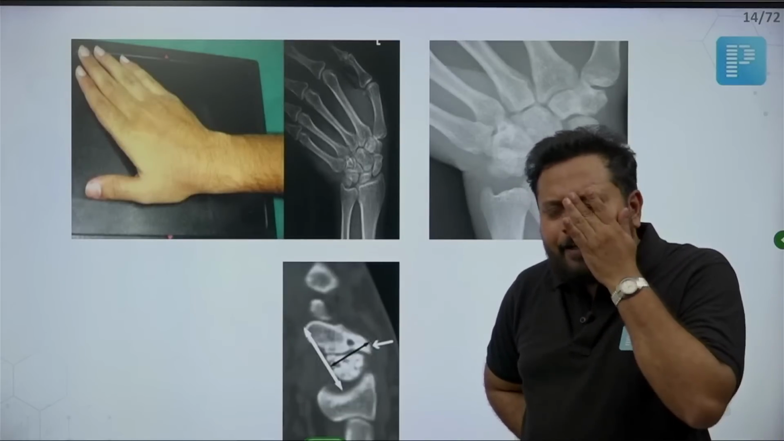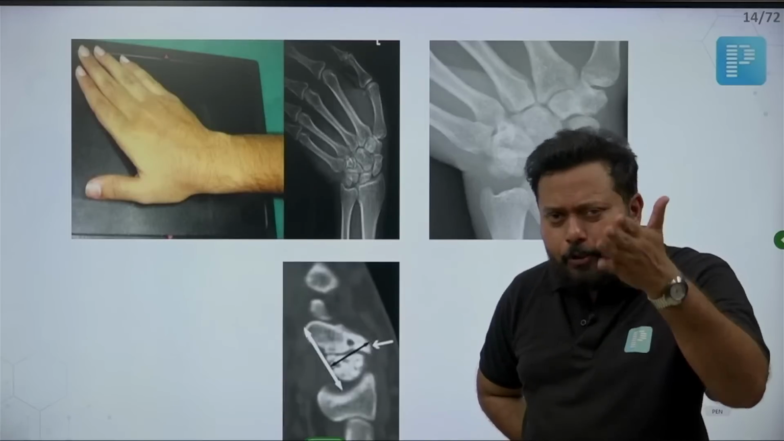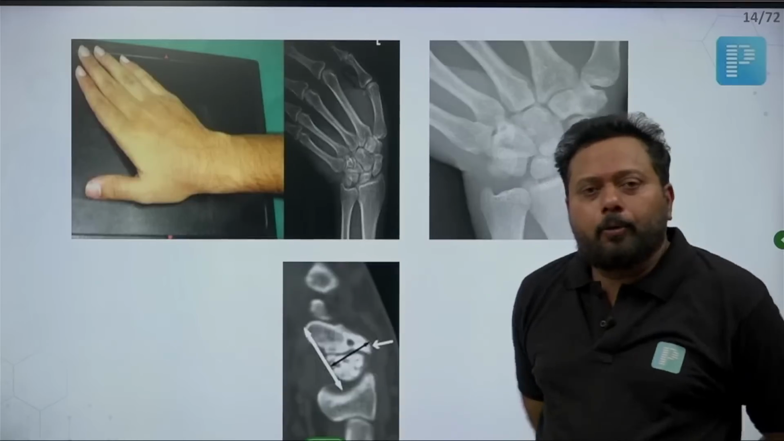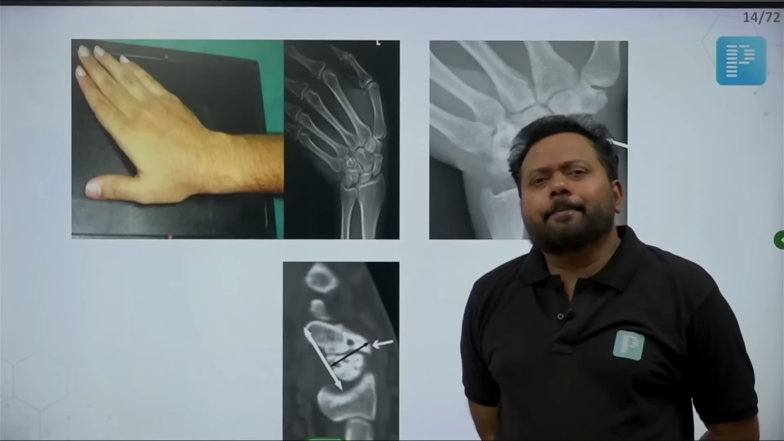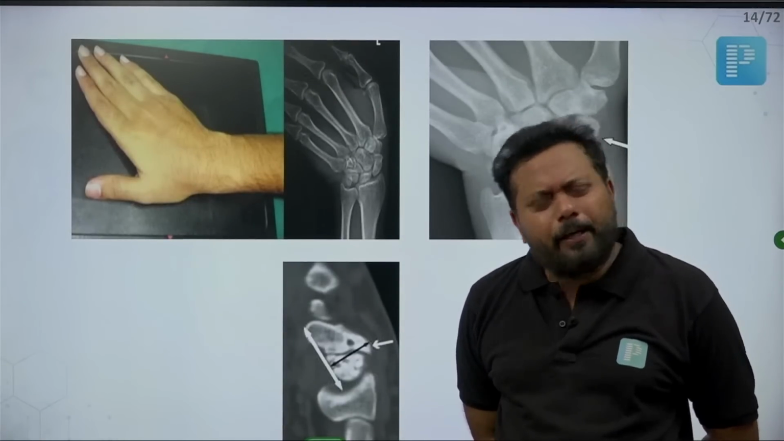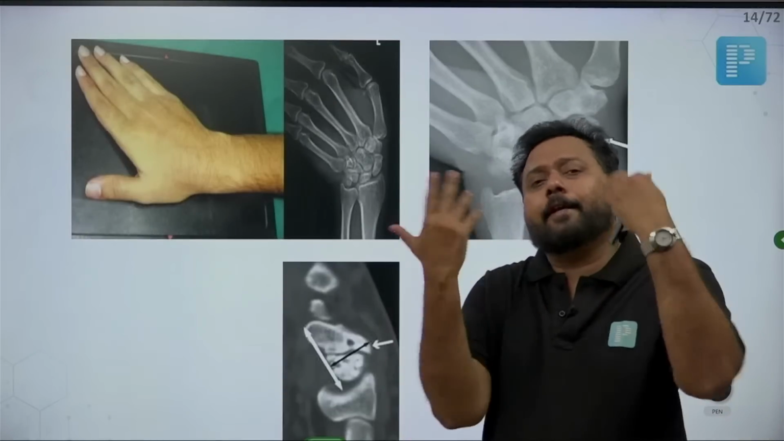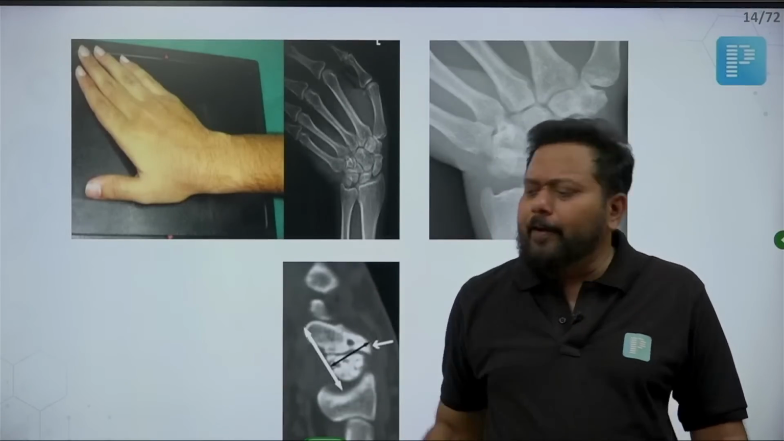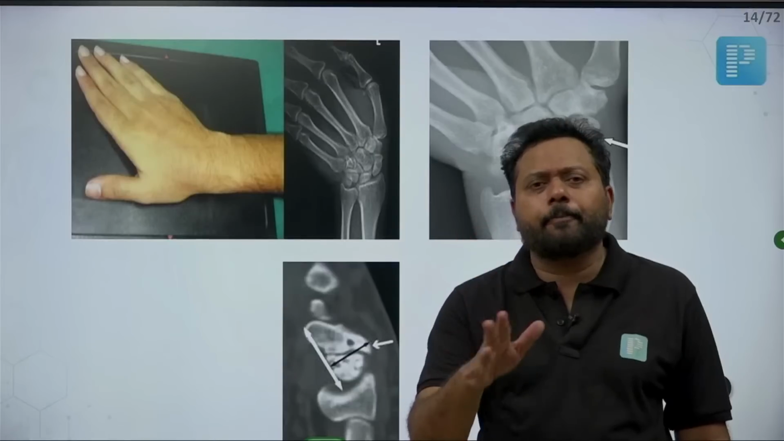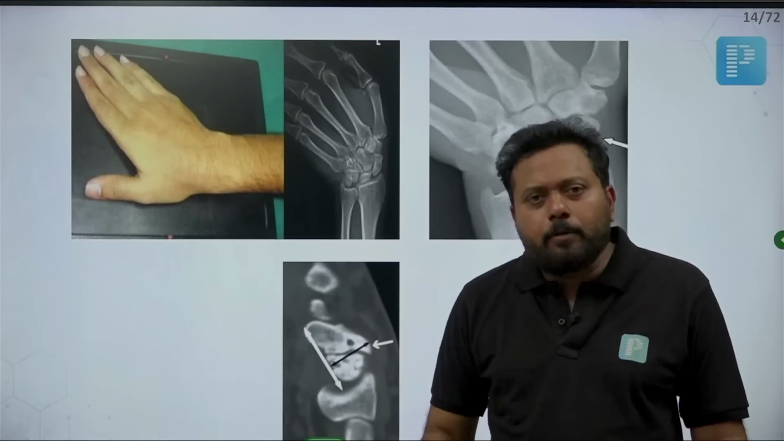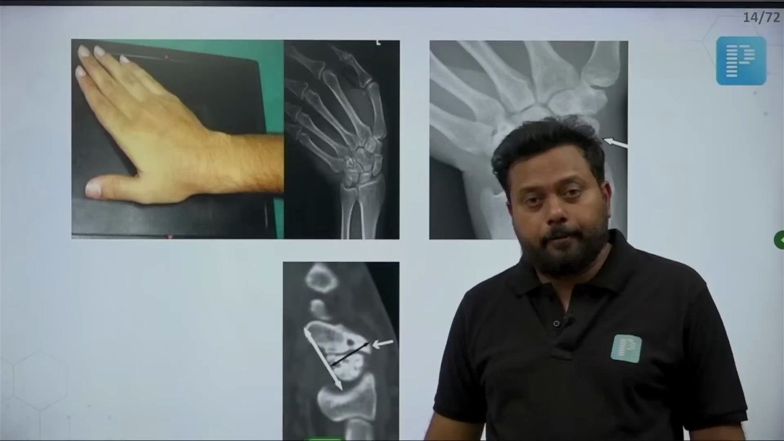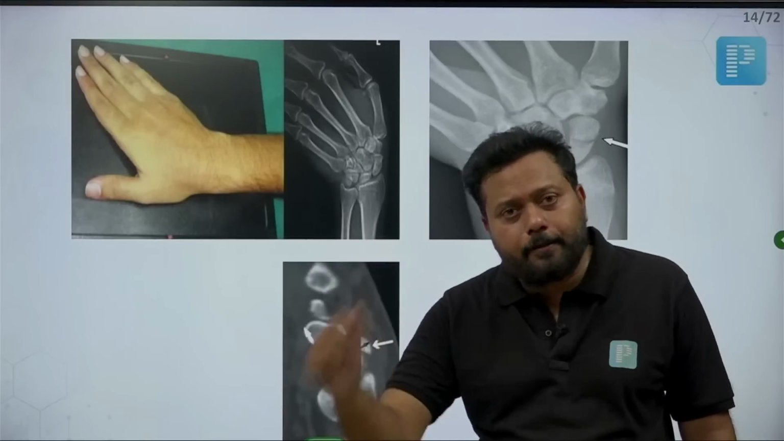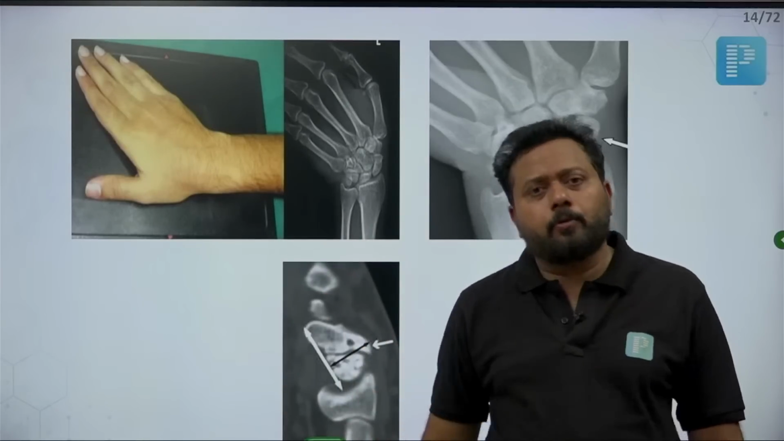Probably in UG they would have taught you all these things. It's my duty to recollect and tell you. The concept is very important. Once you understand the concept, there is no need to memorize. Even after 20 years, if somebody asks, the subject will come to us. There are 8 carpal bones in the human body. Whenever I fall down, the most common carpal bone to get fractured is scaphoid. The most common carpal bone to get dislocated is lunate. Two MCQs: the most common carpal bone to undergo fracture is scaphoid, and the most common carpal bone to undergo dislocation is lunate.